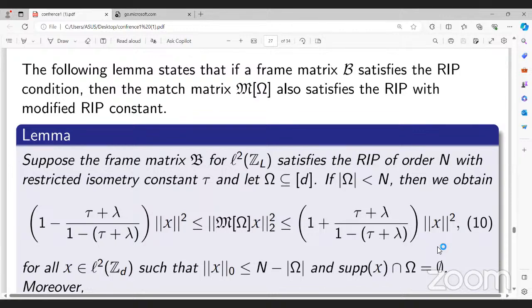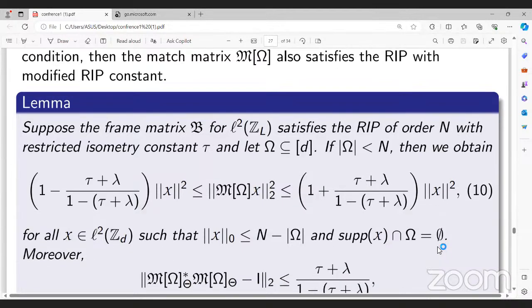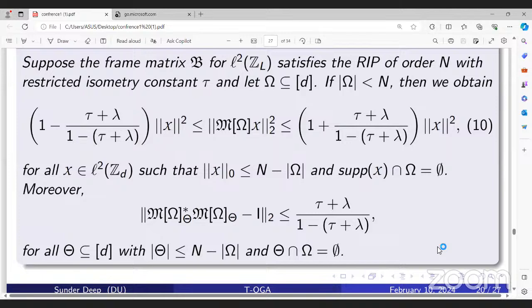The following lemma states that if a frame matrix B satisfies the RIP condition, then the matched matrix also satisfies the RIP with a modified RIP constant. Suppose that the frame matrix B for L2(Z) satisfies the RIP of order n with RIP constant tau, and let omega be a subset of D. Then if the cardinality of omega is less than n, we obtain the following inequality. And this inequality holds for every x in L2(Z^D) such that x is n minus omega sparse, and such that the support of x is disjoint from omega.